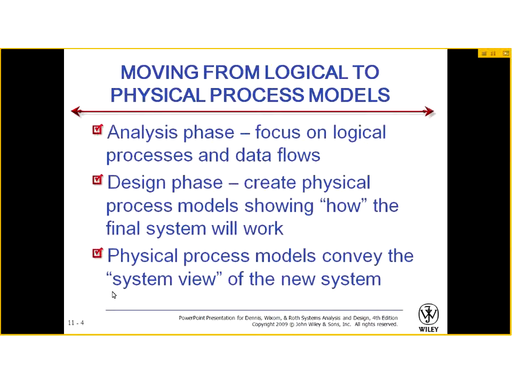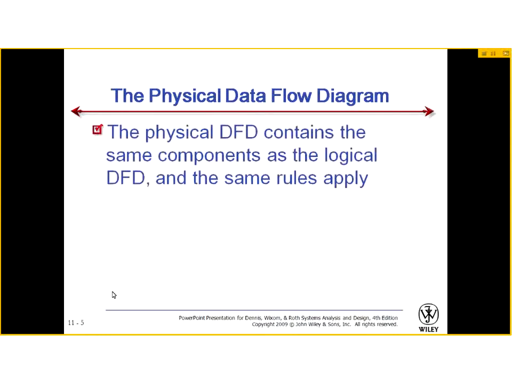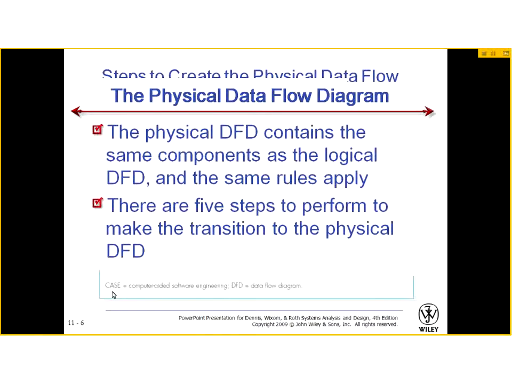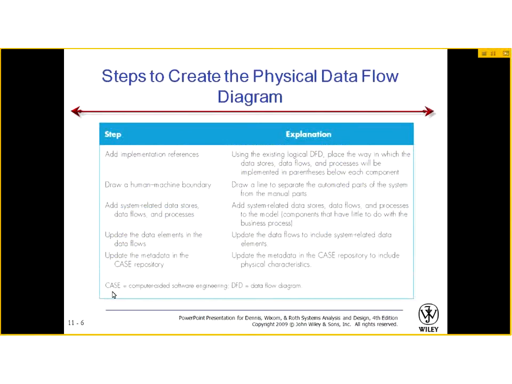So we talked about the analysis phase, design phase, and physical process models, and then I told you that we convert our logical data flow diagram into a physical data flow diagram, which contains the same components as a logical DFD, and the same rules as were applicable in logical DFDs apply over here as well. There are 5 steps to make the transition. I told you that step 1 is to add implementation references using the existing logical DFD.